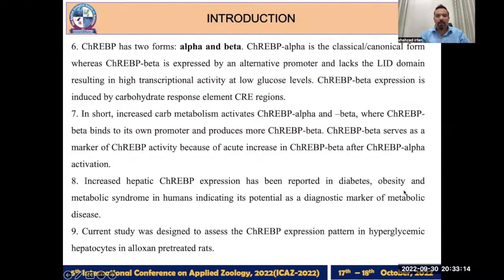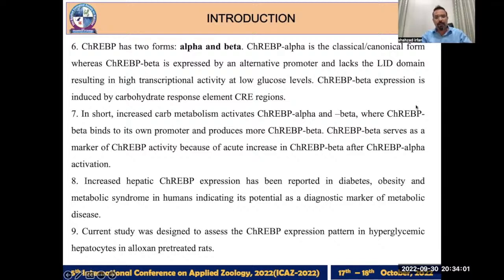Increased carbohydrate metabolism generally activates CREB alpha and beta, where after the activation, the CREB beta binds to its own promoter as a transcription factor, and it results in the production of even more CREB beta isoform. CREB beta isoform serves as a marker of the CREB activity because of the acute increase in the CREB beta after the CREB alpha activation. So this seems to be a very good marker.